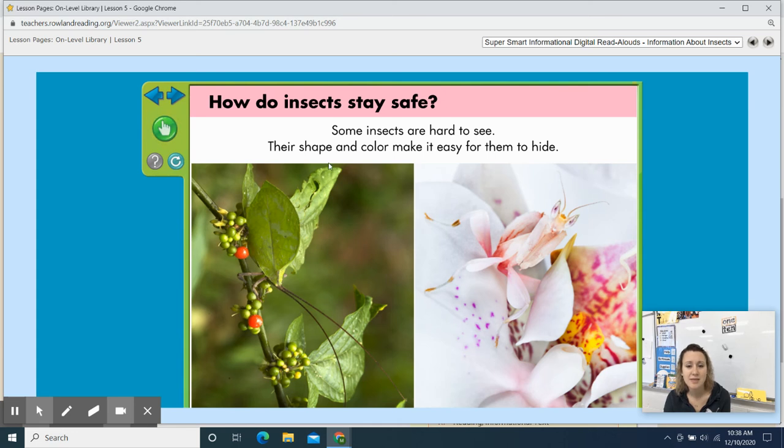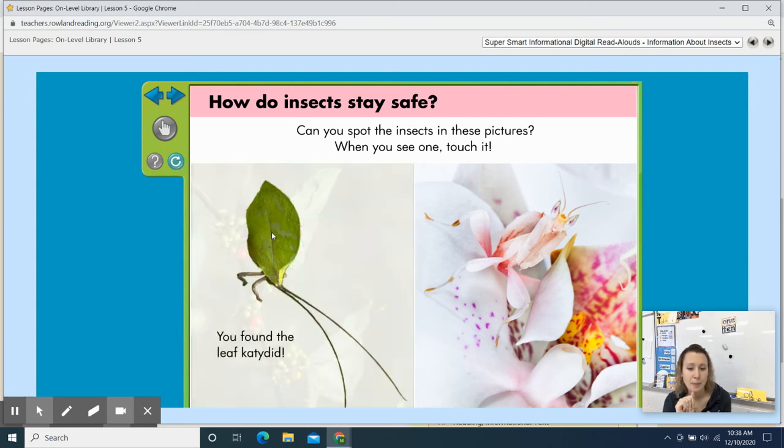How do insects stay safe? Some insects are hard to see. Their shape and color make it easy for them to hide. Can you spot the 2 insects in these pictures? When you see one, touch it. Look here in this green picture. Where do you see the bug? If you were here at school, I'd have you come up and touch it. Where's the bug? You see these antennae right here? You see these legs? You found the leaf, Katie did. This bug looks like a leaf. So it stays safe because when other birds come to that tree, they just think it's a leaf.